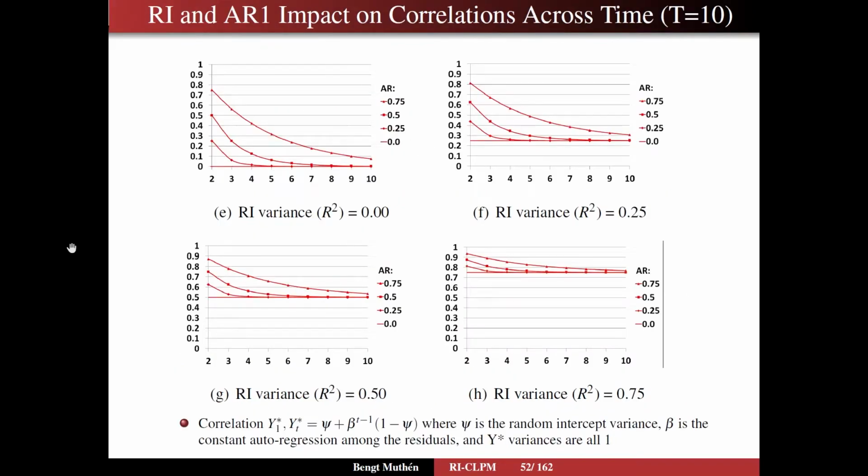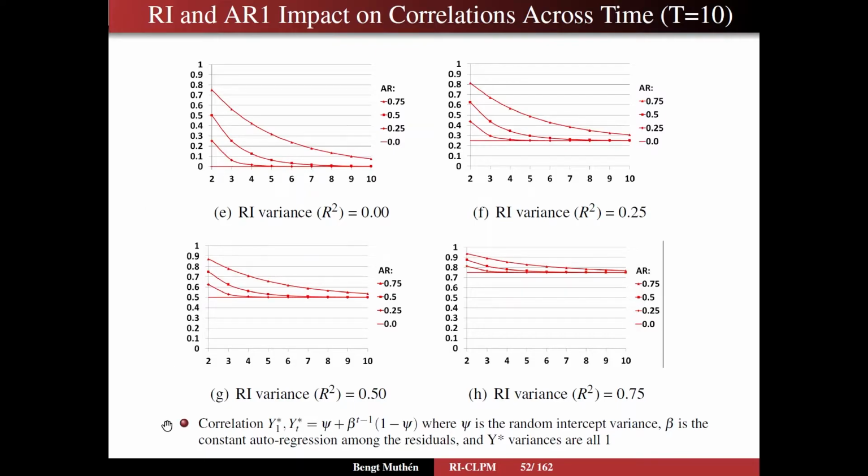On slide 52, we see these familiar correlation plots for the RI-ARI model. Again, showing the correlation between the first time point and later time points under different conditions of the AR value and of the RI variance, or the R square, that is the amount of variance explained by the random intercept in the y star variables. These plots give a feeling for the identification of the model, as we will see as we move forward.